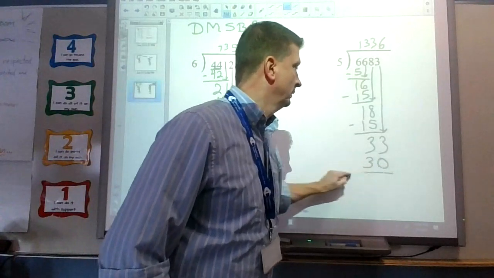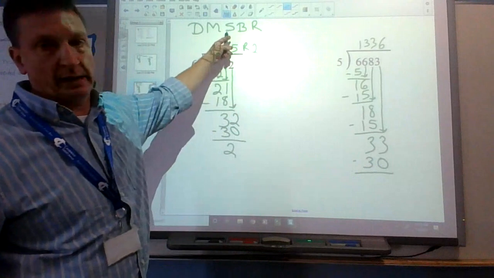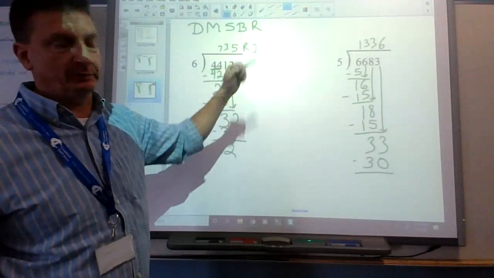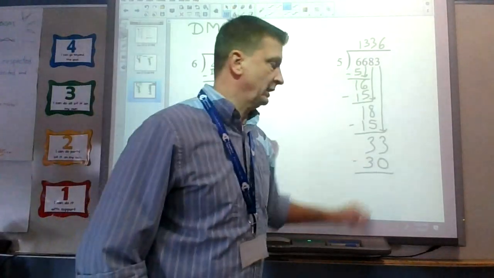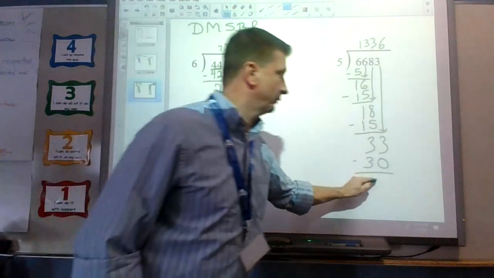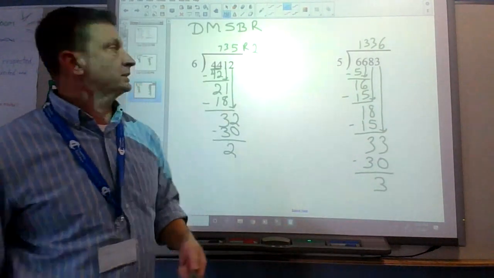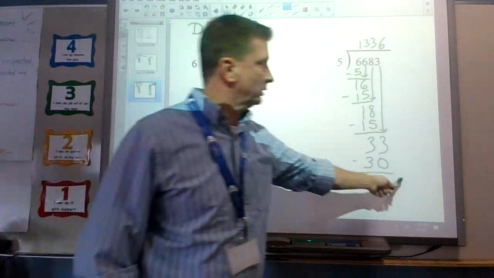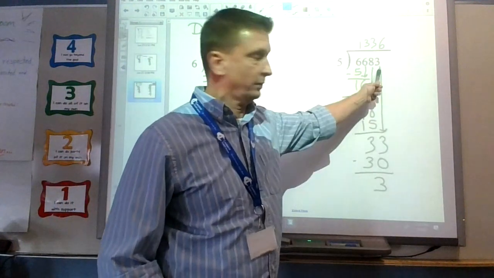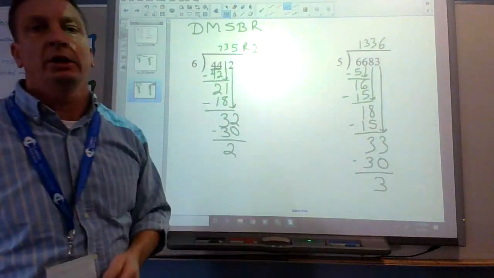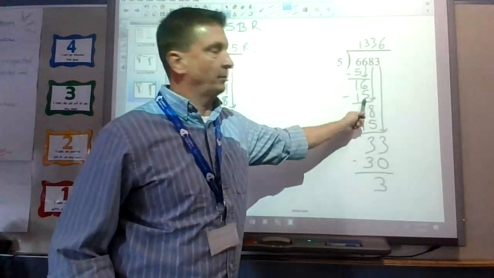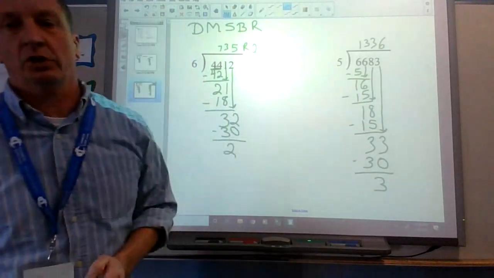And then the next step is subtract, because we just multiplied. 5 times 6 is 30. So if I take 33 minus 30, I have 3 left. Now the next step would be bring down. I look, I brought everything down, because I can see all these lines showing me that that number was brought down.